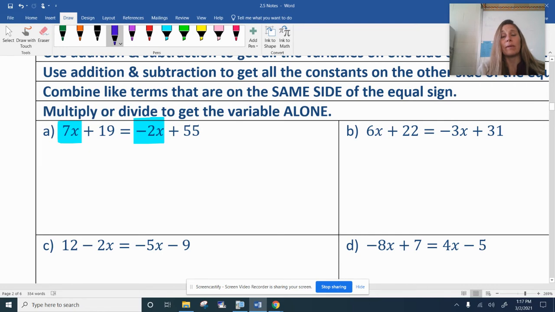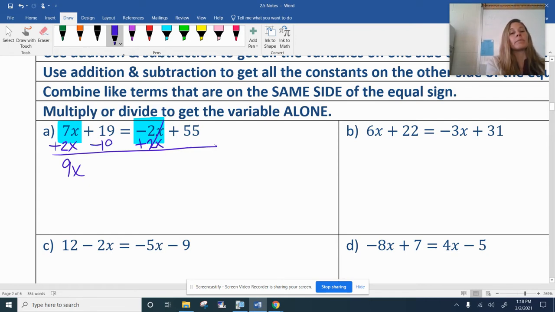And so it may be one less step of work, or it may just help you not have to worry about canceling out negatives or things like that. So in that situation, I always like to move the smaller x value and then go from there. So this gives me 9x. Now, because I moved my x term to the left, I have no choice but to move my constant term to the right.